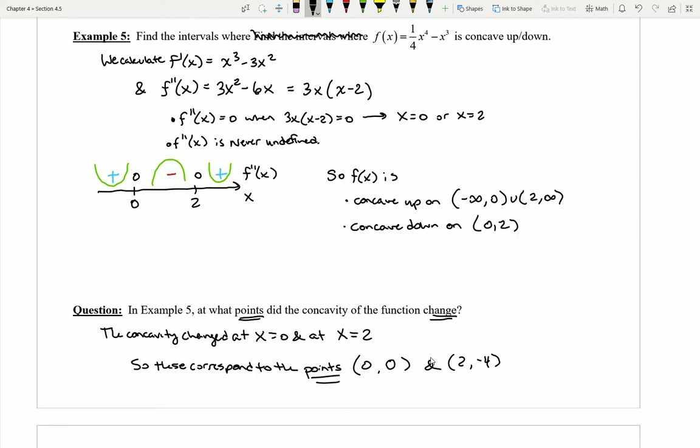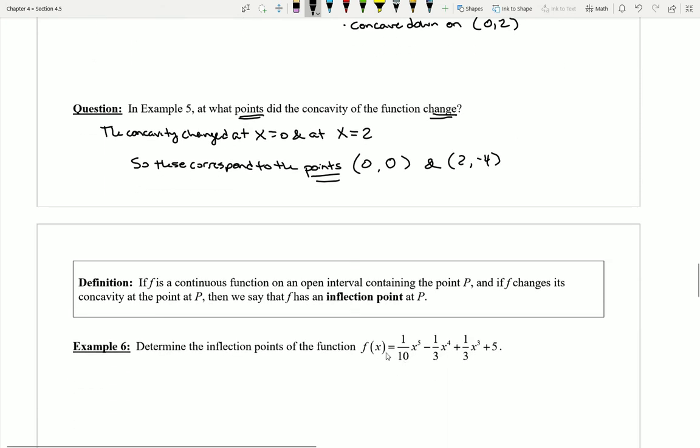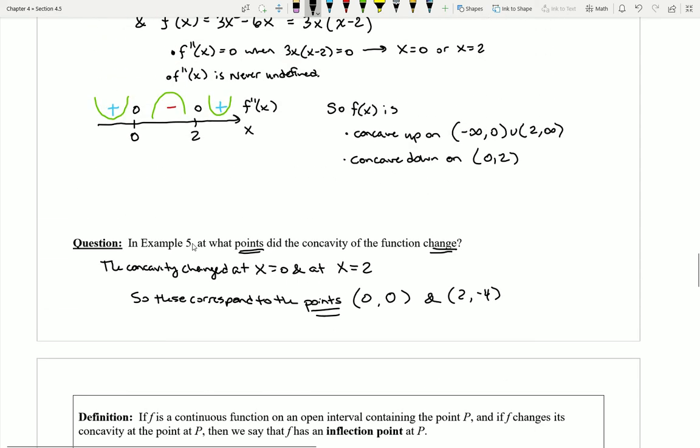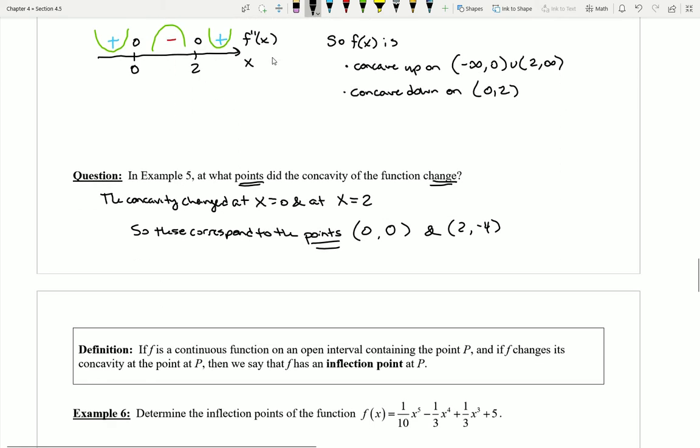Now there's a reason why we care about these points. We're actually going to give them a special name. We're going to refer to them as inflection points. So let's read this definition here. If I have a continuous function on an open interval that contains a point P, maybe like one of these could be a point P, if f changes its concavity at the point P, that is, like on the left side it's concave up, and then on the right it's concave down, or maybe vice versa. On the left concave down, right concave up. If the concavity changes, then we say that this point P is an inflection point.